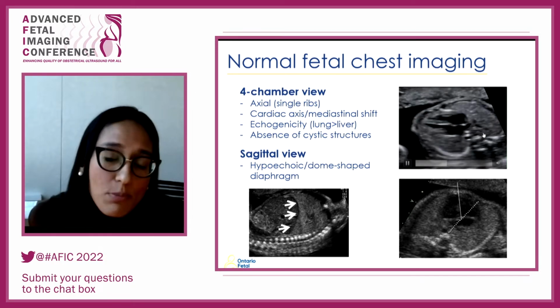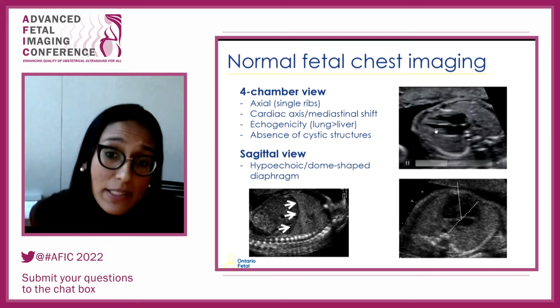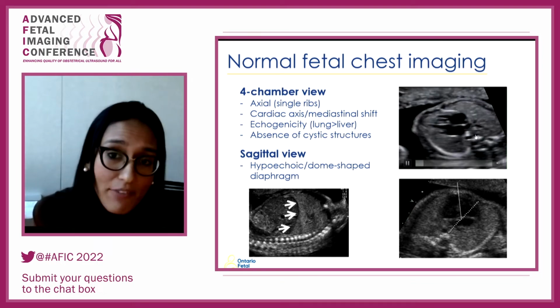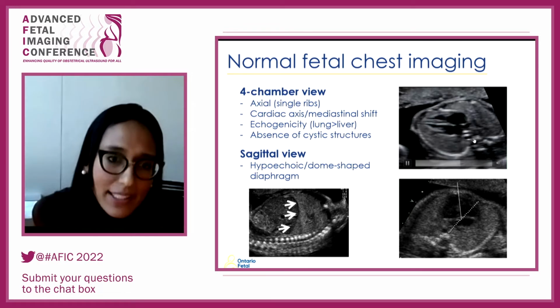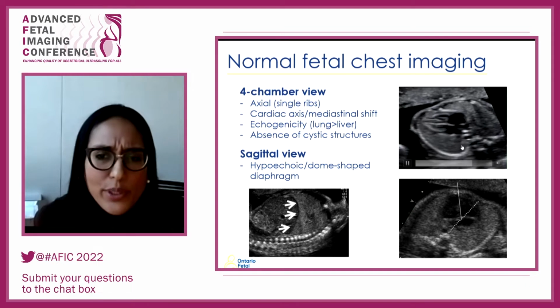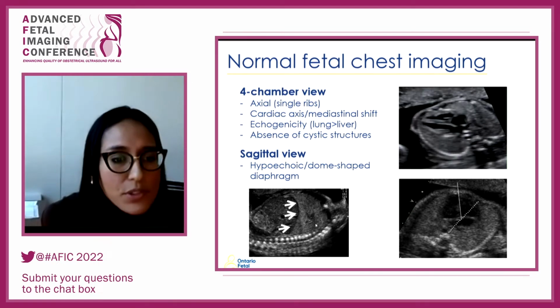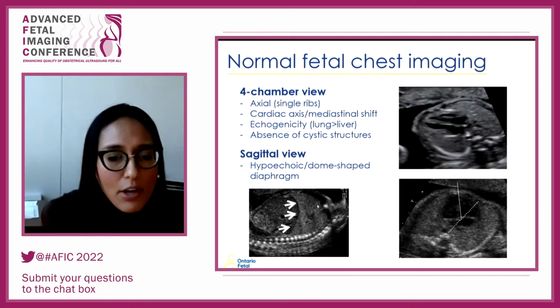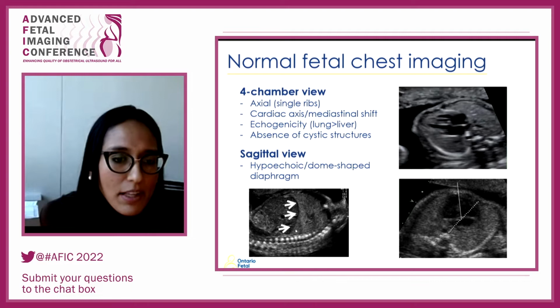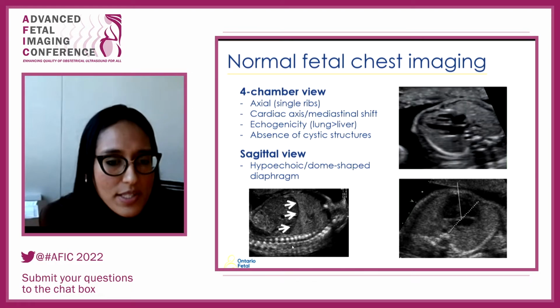Typically, the lung is more echogenic than the liver. You want to make sure that the heart is pointed to the left, so it has the correct axis. And you want to make sure that there aren't any cystic structures or fluid collections in the chest. A complementary or secondary view is looking sagittally at the chest. This is a complementary view, and a key view to recognize pathology. When you look at the sagittal view, you will see a dome-shaped structure, which is the diaphragm.